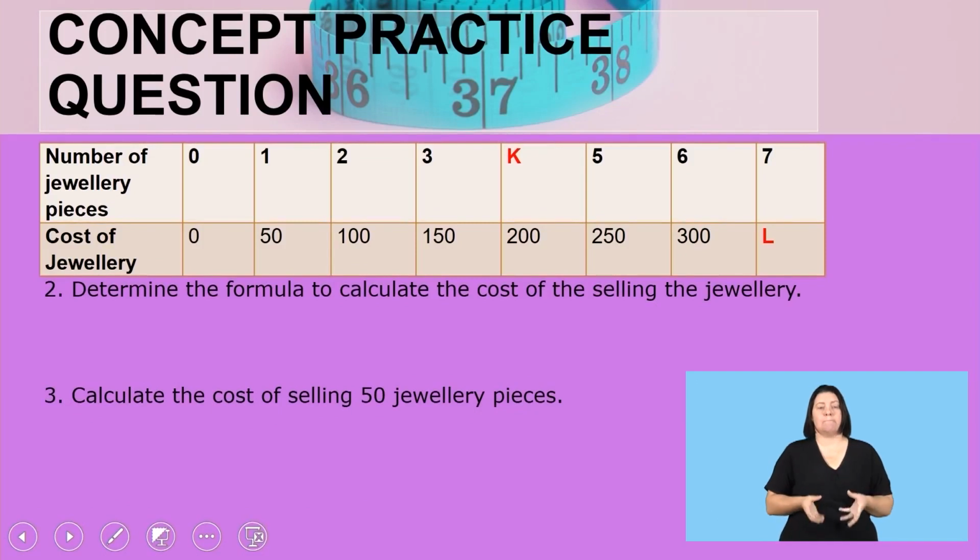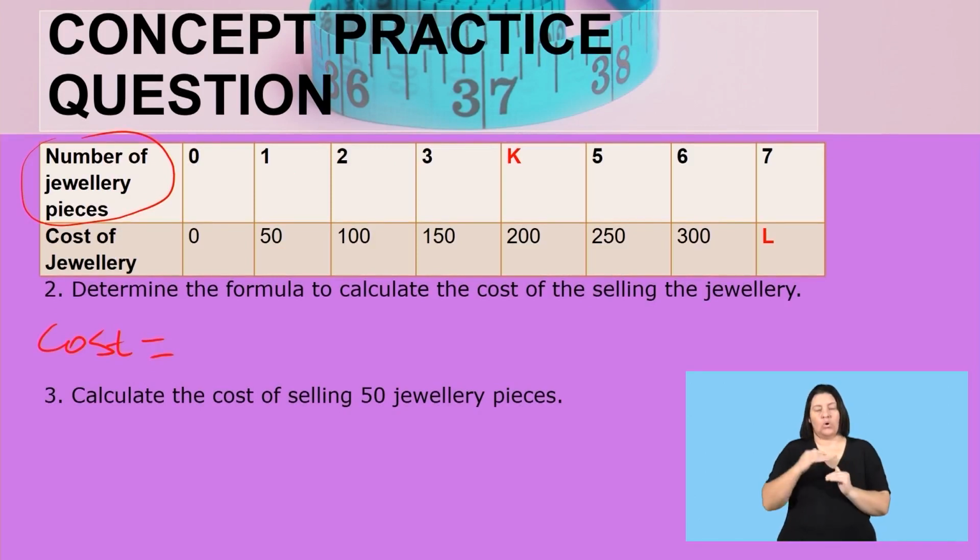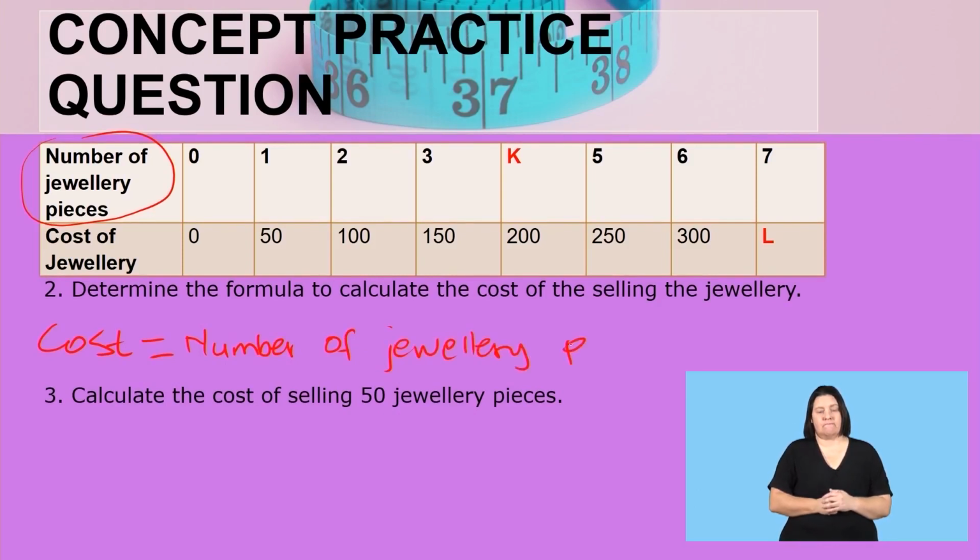So now, to get the formula, we will say cost equals, we don't become specific, because this should be suitable for any value on the top of the table. Therefore, we say it equals the number of jewelry pieces, and then we multiply by the cost of one jewelry, which is 50. So this is your formula.